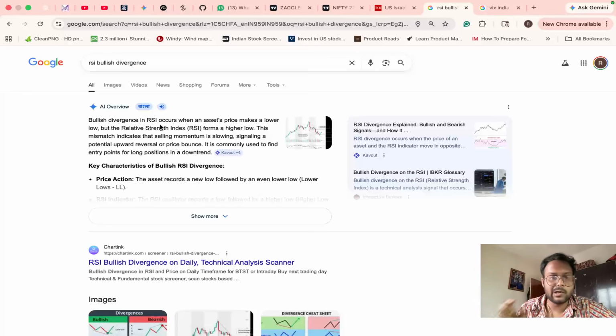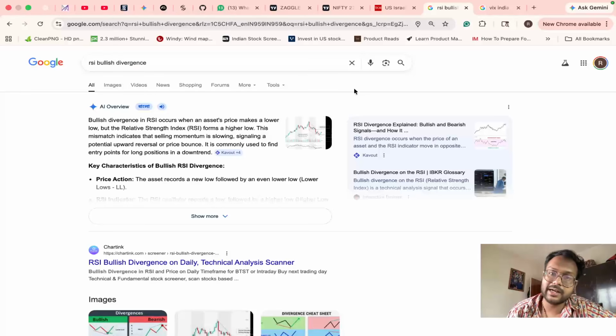So the Nifty was making a lower low, right? But the relative strength index forms a higher low. The asset makes a lower low, but the relative strength index makes a higher low. This mismatch between the price movement and the RSI movement means that the selling momentum is slowing down, signaling that this could potentially be a bottom, or a price reversal could be coming soon. And this is generally used when you want to find mid-term lows, mid-term bottoms, and set your trades up for long positions in the market.